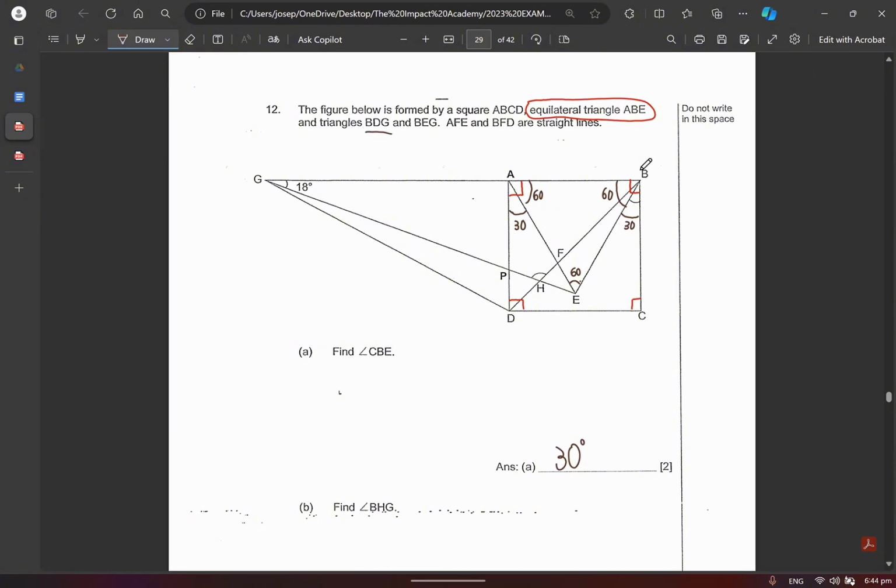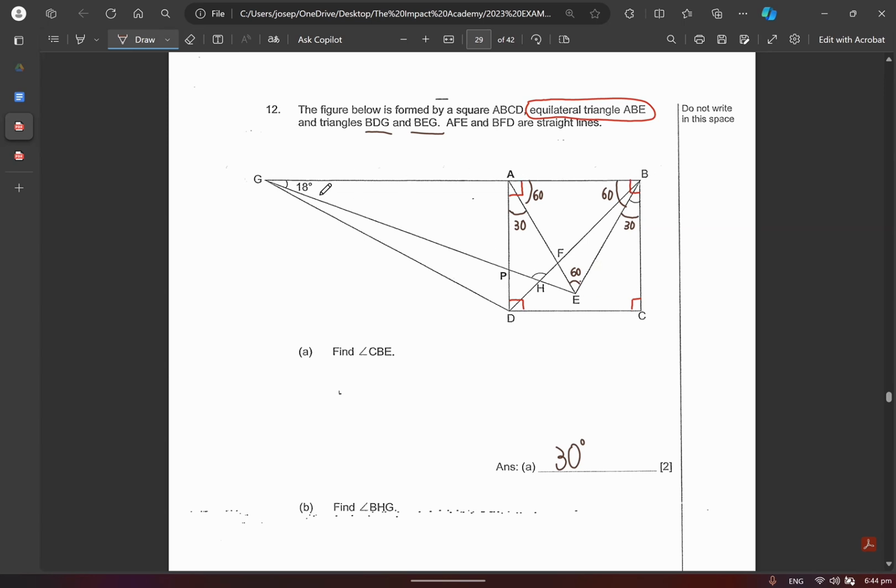Follow my cursor. B over here, come down to D, D go to G. Can you see this big triangle? Yeah. Okay, nothing much to do about that. Next one, BEG back. B over here, come down to E, go up to G. Can you see it? Yeah.